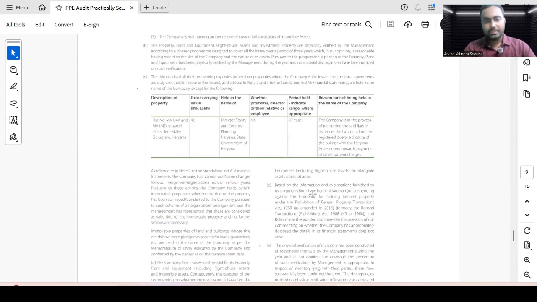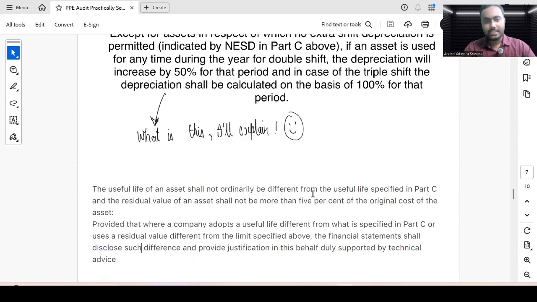And there are other things which Schedule 2 says, which I'll explain to you. The useful life of an asset shall not be ordinarily different from the useful life specified in Part C, and the residual value of an asset shall not be more than 5% of the original cost of the asset. As I told you, your Schedule 2 useful life should ideally be the useful life that has to be adopted. But if there is a deviation, the same has to be specified, and a deviation is definitely permitted. It is well within the law, right? I hope you understand this. And for residual value, what they're saying is, let's say your original cost of the asset is 100.